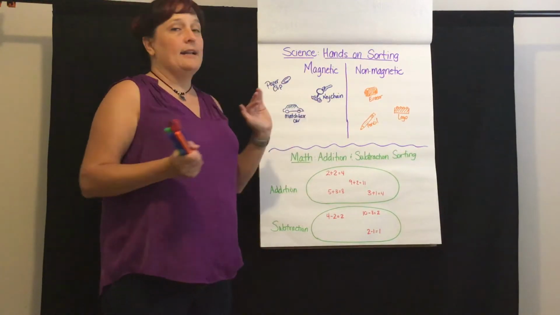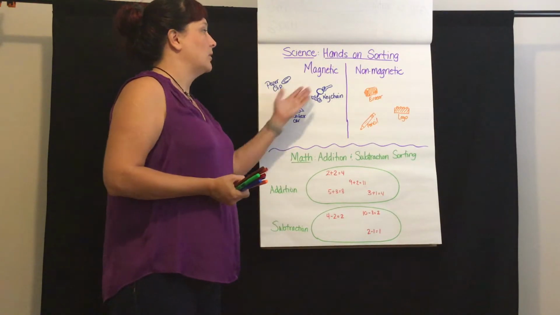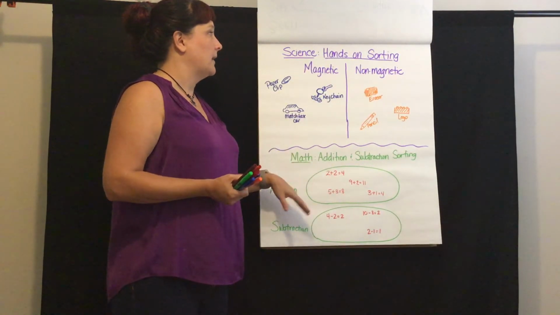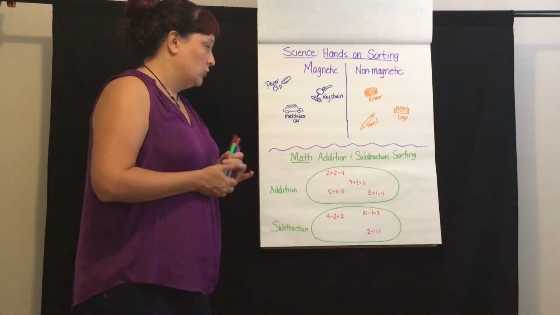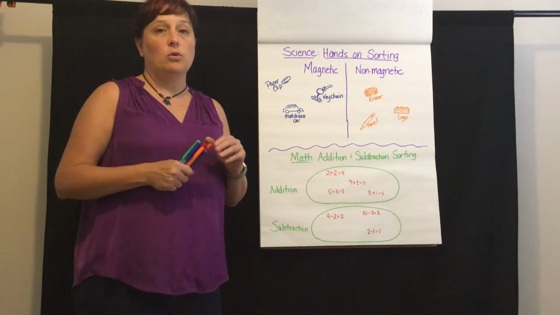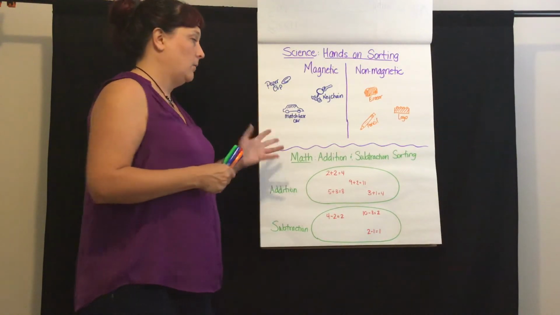At the end, I would want that small group to be able to show me things that are magnetic and non-magnetic. That's one group of sorting. I might also do sorting that could be individual sorting. This could be a whole group sorting, or either one.